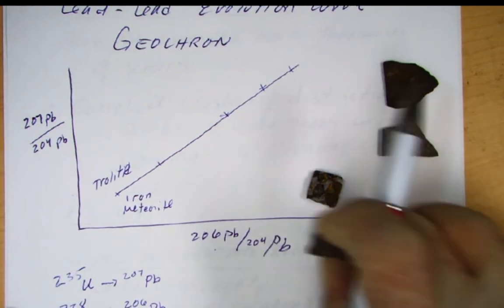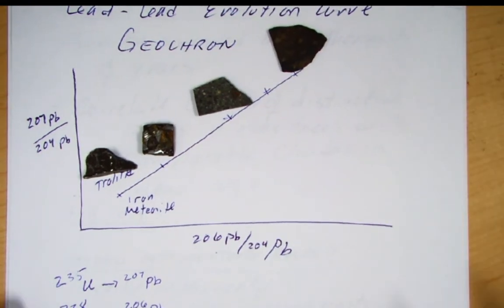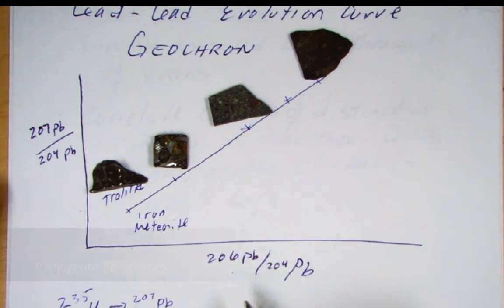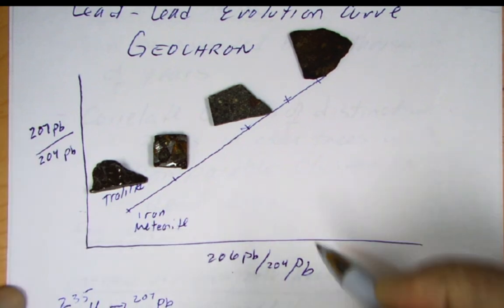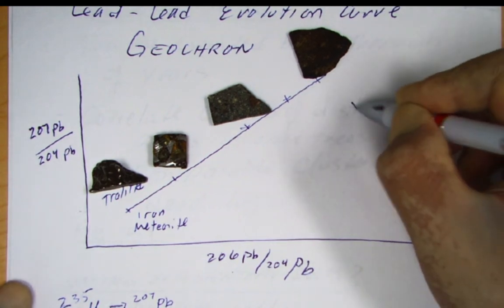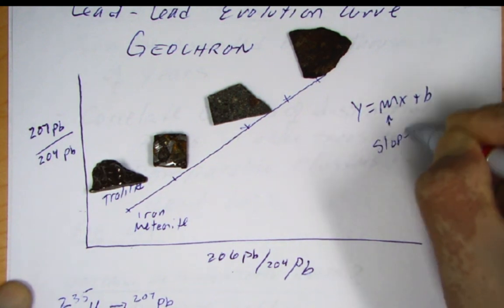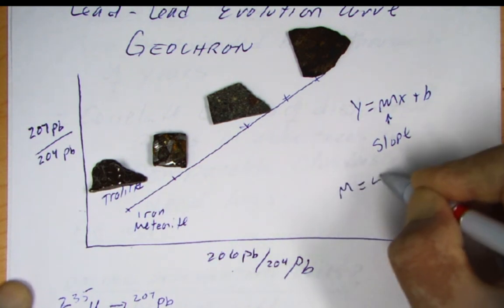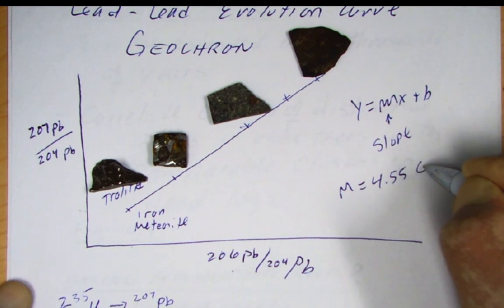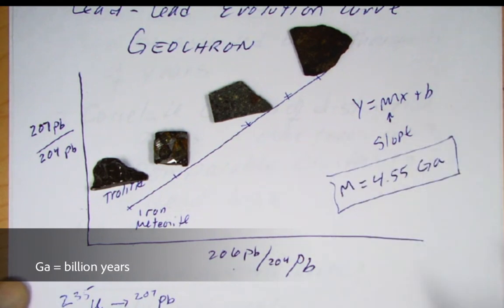And so we'll line these up here, so they'll have a value like that. And what's interesting is that because we're using isotopes that have grown from the decay of uranium, so they're radiogenic, this curve, you probably know the equation y equals mx plus b. Well, this m is the slope of the line, and that slope of the line has age significance. So if you calculate the slope of the line, it's 4.55 Ga. So that's how we get the age of the solar system, by looking at the meteorites.